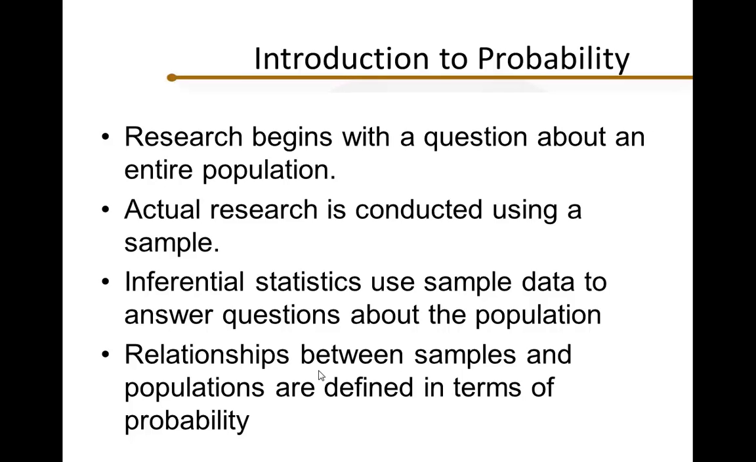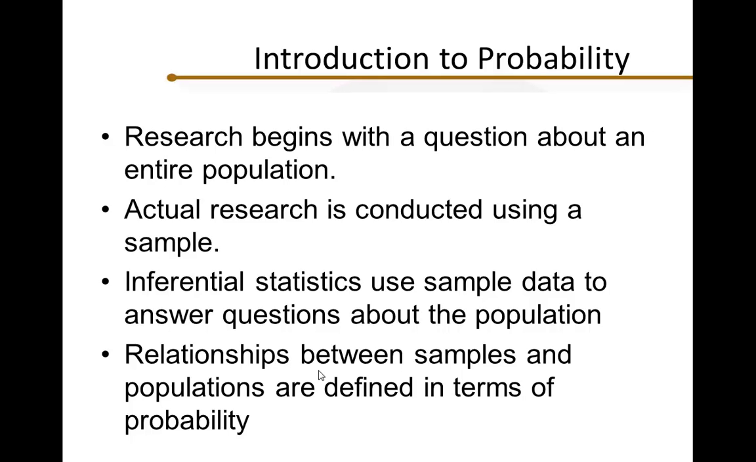Research usually begins with a question about an entire population. But in reality, many times we don't have access to the entire population. So actual research is conducted using a sample. Inferential statistics uses sample data to answer questions about the population. And the relationship between those samples and the population are determined in terms of probability.